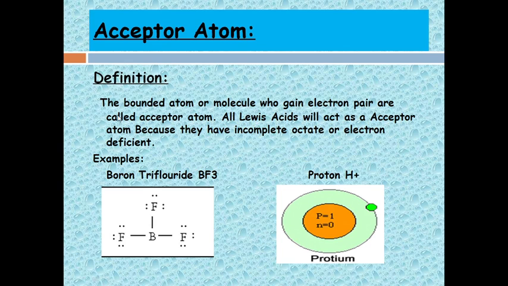Acceptor atom definition. The bonded atom or molecule which gains an electron pair is called an acceptor atom. All Lewis acids will act as acceptor atoms because they have an incomplete octet or are electron deficient. Like in the structure of boron trifluoride, there is a central atom boron which has electron deficiency, so it will accept a pair of electrons from other atoms. In the case of a proton, there is a positive charge, so it is an electron deficient atom, so it can accept an electron pair.